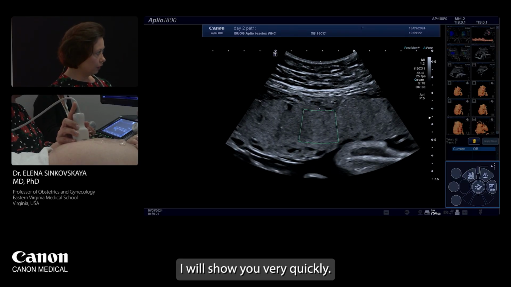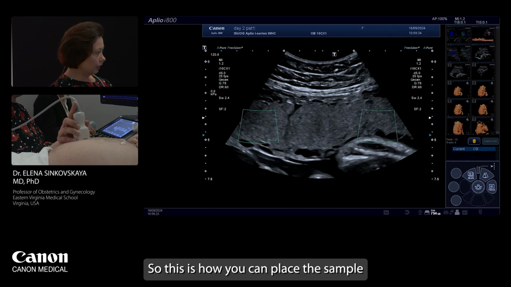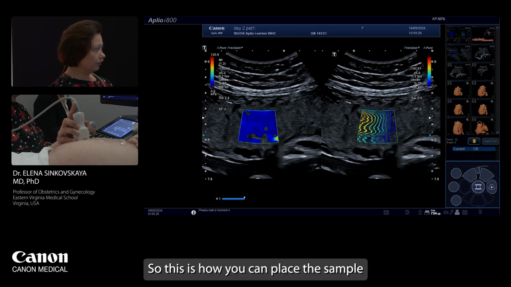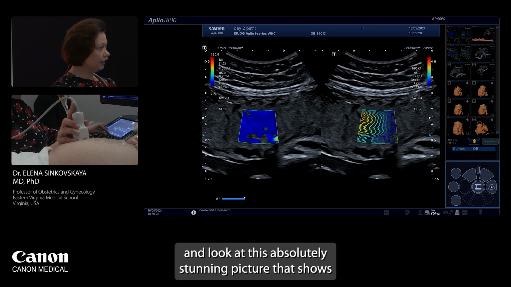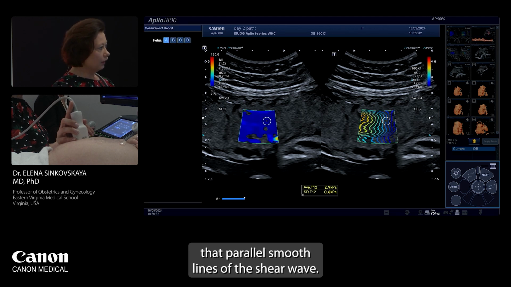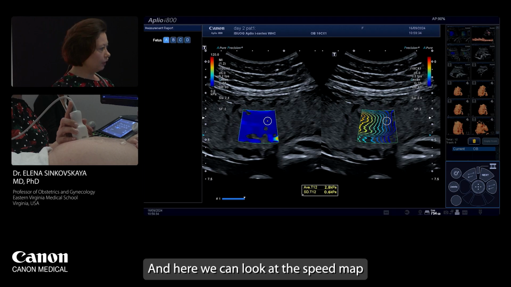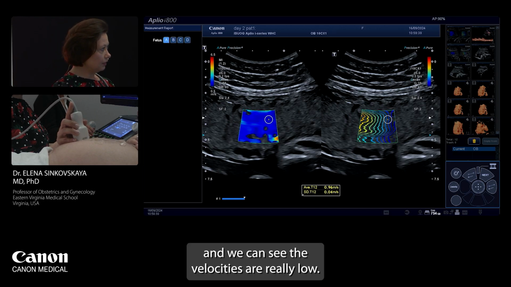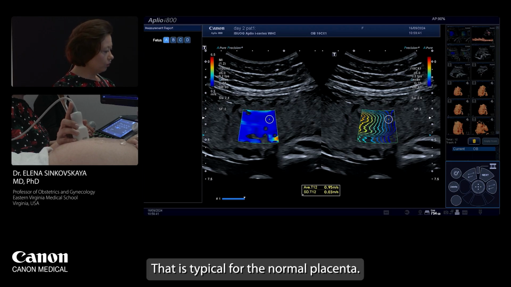I will show you very quickly. So this is how you can place the sample, and look at this absolutely stunning picture that shows the parallel smooth lines of the shear wave. And here we can look at the speed map, and we can see the velocities are really low. That is typical for the normal placenta.